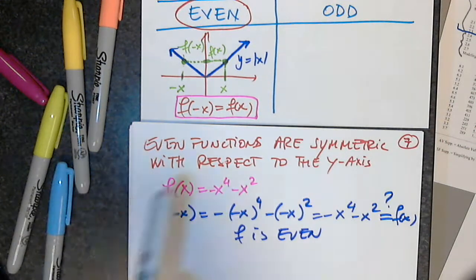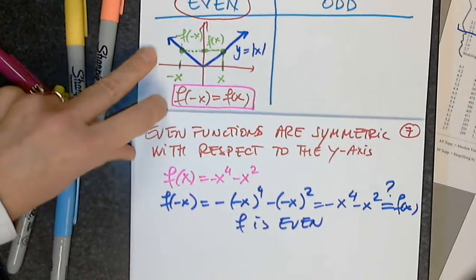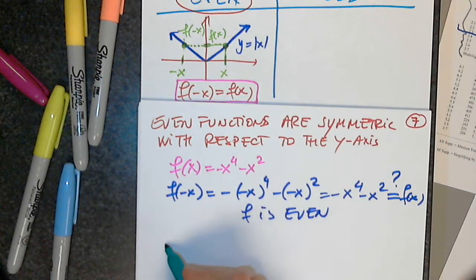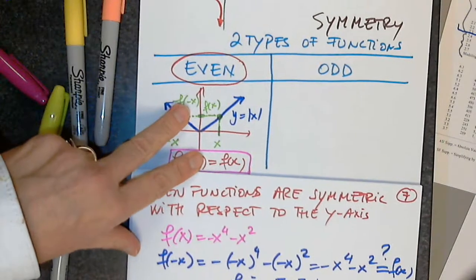Okay, so let's look at the other possibility. A function cannot be odd and even at the same time. However, there is one function that is odd and even at the same time, but nobody cares about this function. Here it is. This is the only function that is odd and even at the same time. But as you see, nobody cares about it, right? Who cares about f of x equals 0, which is the horizontal line representing the x-axis? Right? So let's go back to odd.